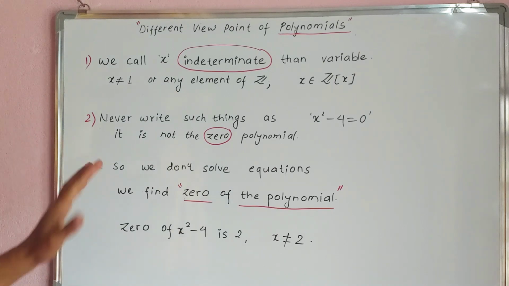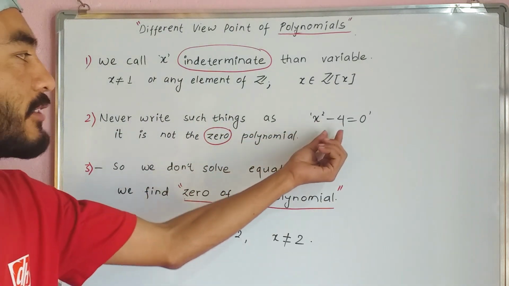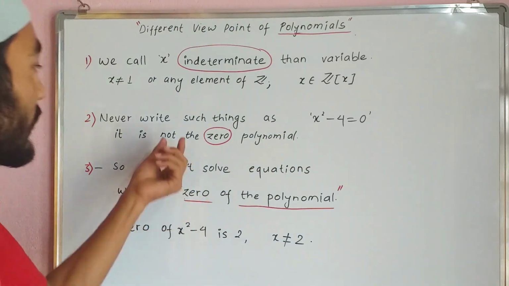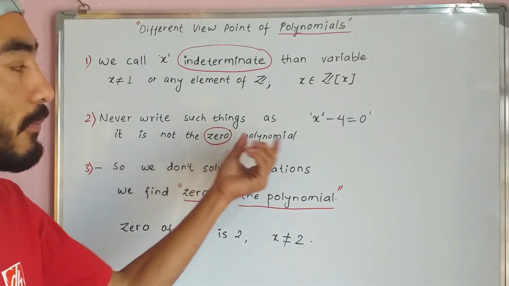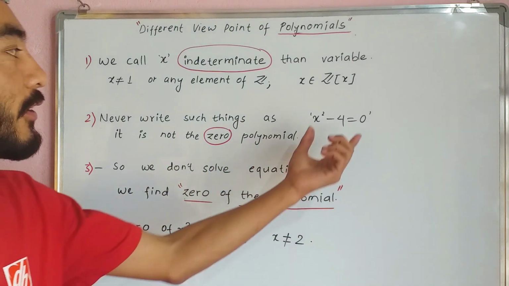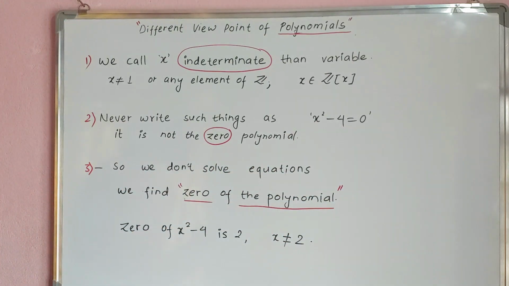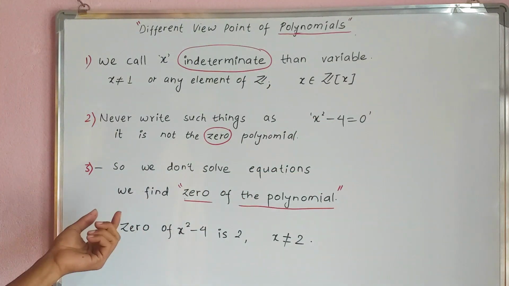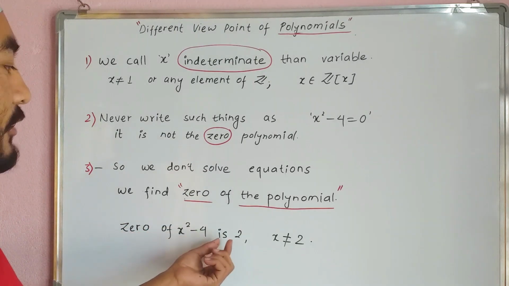Second, we never write such things as x squared minus 4 equals 0, simply because x squared minus 4 is not the zero polynomial. So we do not solve equations, because we do not write such things. We find the zero of a polynomial. 2 squared minus 4 equals 0. So the zero of x squared minus 4 is 2.